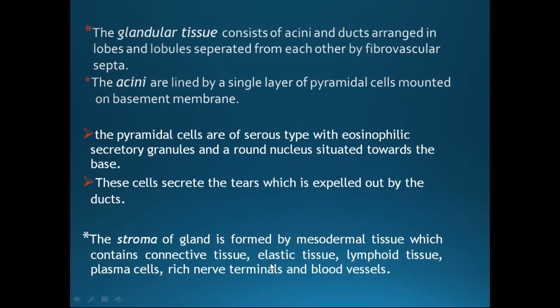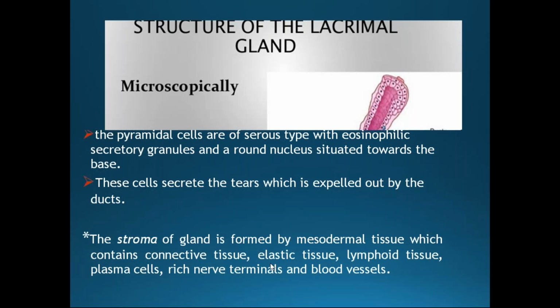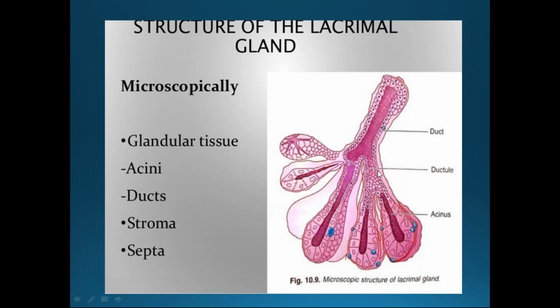This is the anatomy. It consists of the duct, this is the ductule, and these are the acini. The lacrimal gland consists of duct, ductules, and the acini. This is one acinus, this is another acinus. It is predominantly glandular tissue.